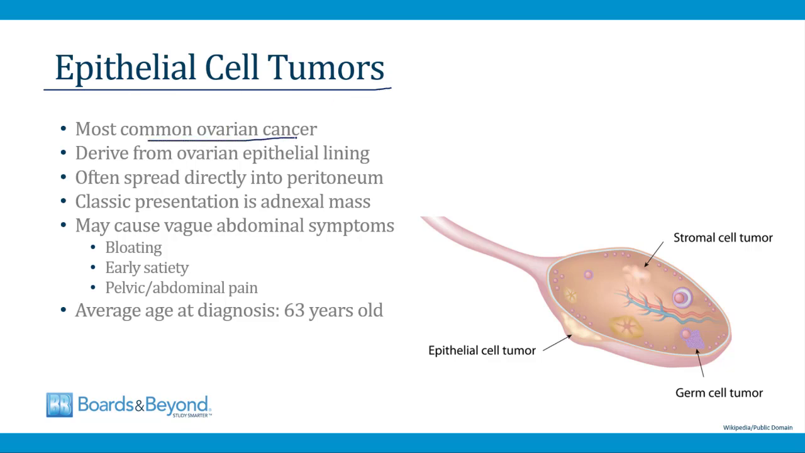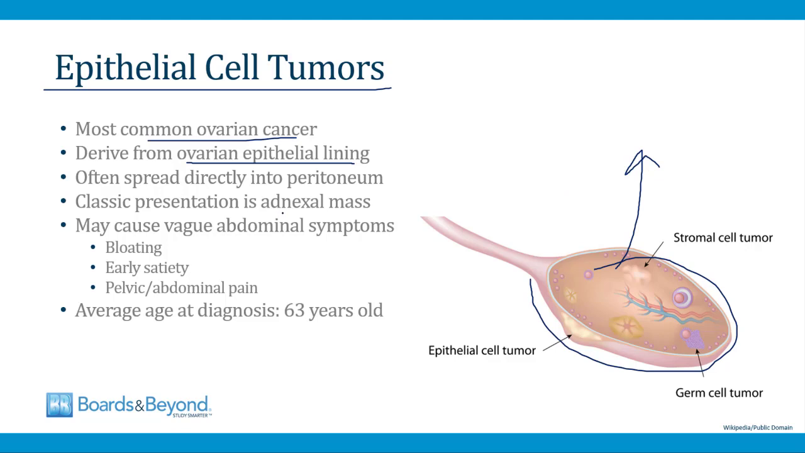Okay, so moving on, next let's talk about epithelial cell tumors of the ovary, which are the most common form of ovarian cancer. These tumors derive from the ovarian epithelial cell lining. This is the lining of cells that surrounds the ovary. And these forms of cancer easily spread directly into the peritoneum, so unfortunately there's often advanced spread of the tumor at the time of diagnosis.